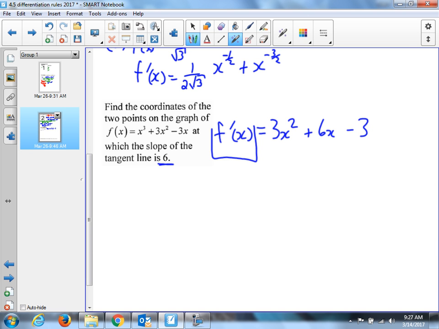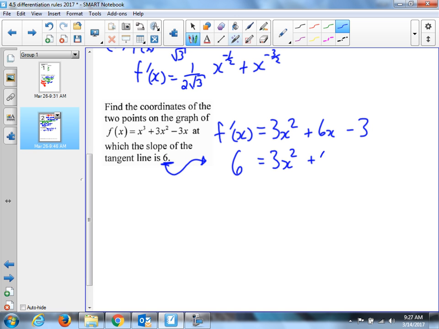What does this represent here? This is the notation, the f prime, that means the slope at some given x value. We want to find that x value, don't we? The coordinates of the 2 points, well, find the x coordinate first, the x part of the coordinate, and then the y. So the slope is 6. Guess what? I'm going to put 6 here. And there's the formula on the right-hand side that gives me the slope of the tangent line, right? At any given point.